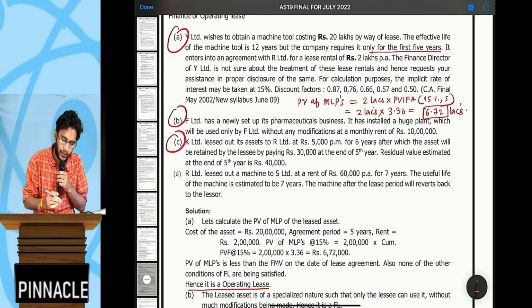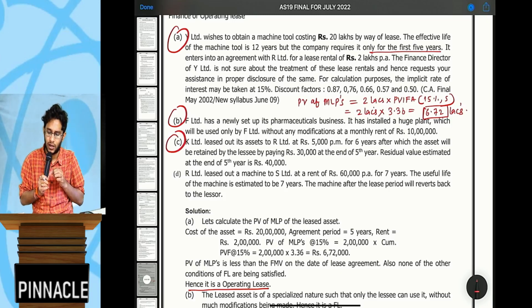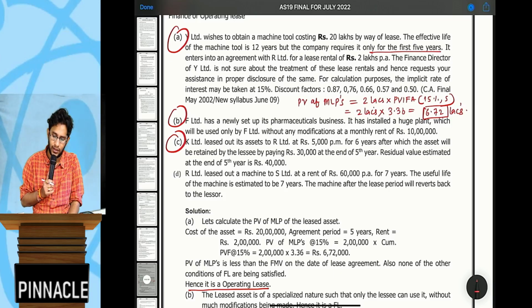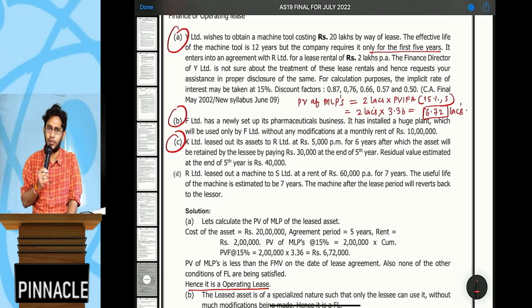Next. K Limited leased out its assets to R Limited at 5,000 per month for 6 years, after which the asset will be retained by paying rupees 30,000 at the end of the 5th year. Until here, this is an option to buy? Yes, continue. Residual value at the end of the 5th year is estimated at 40,000. Now what do you feel? The option to buy will be exercised or will not be exercised? Asset fair value at the end of the 5th year is estimated to be 40, but as a lessee, I have a right to buy this at 30. What do you think? I will buy. That means eventually I am going to become the owner of the asset? Yes, therefore this will become a finance lease.